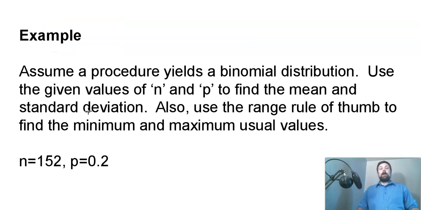Assume a procedure yields a binomial distribution. Use the given values of n and p to find the mean and the standard deviation. And of course, once you have the mean and the standard deviation, then you can find maximum and minimum usual values. And so it asks us to go ahead and do that as well.